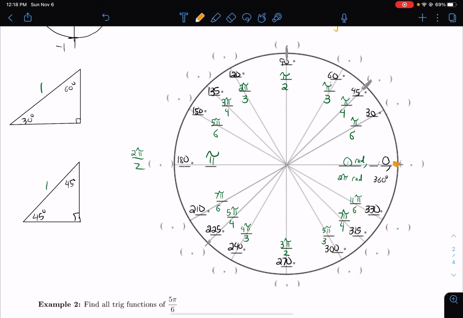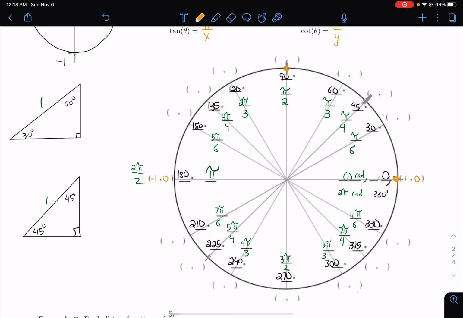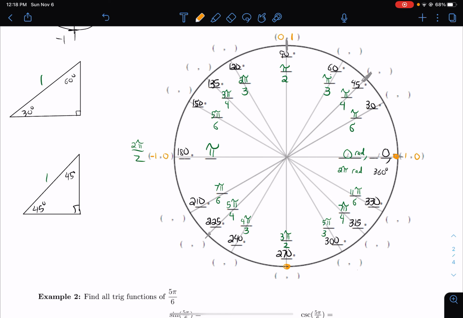So right here, this point on the positive x-axis, that's 1 unit away from the origin. So the x-coordinate is 1, and the y-coordinate is 0. On the opposite side, this would be -1 on the x-axis and 0 for y. This point at the top would be 0 for the x-coordinate, 1 for the y-coordinate. And this point at the bottom of the unit circle is 0 for x and -1 for y. Okay, so those are the easy ones to label.